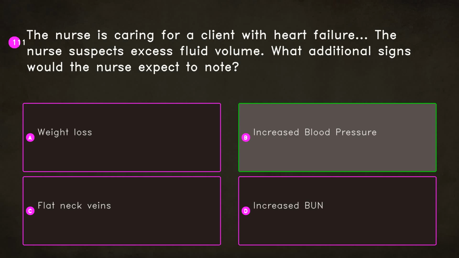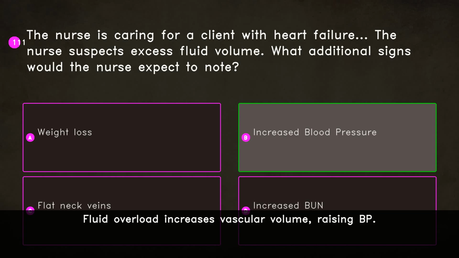The correct answer is increased blood pressure. Fluid overload increases vascular volume, raising BP.